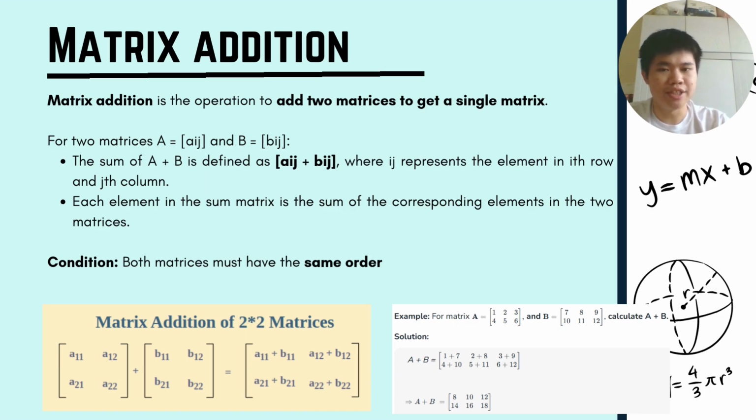Let us begin with matrix addition. Matrix addition is the operation to add 2 matrices to get a single matrix. For example, there are 2 matrices, matrix A and B. The summation of matrix A and B involves adding corresponding elements from both matrices. Keep in mind that matrix addition can only occur if both matrices have the same order. In other words, both matrices must have the same number of rows and number of columns.